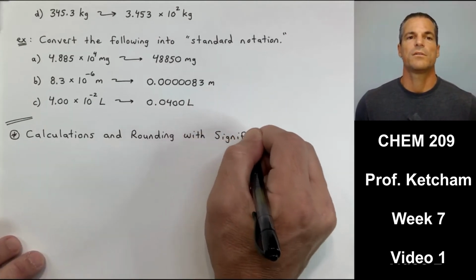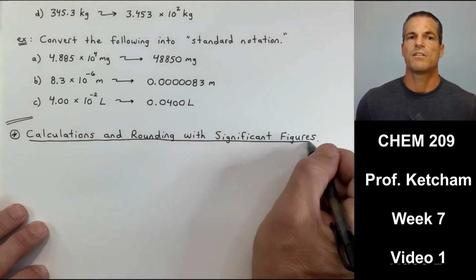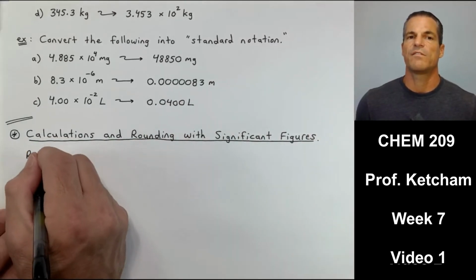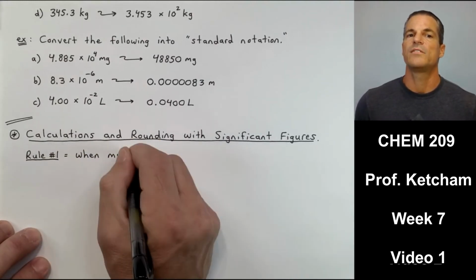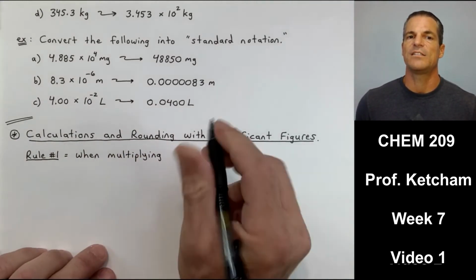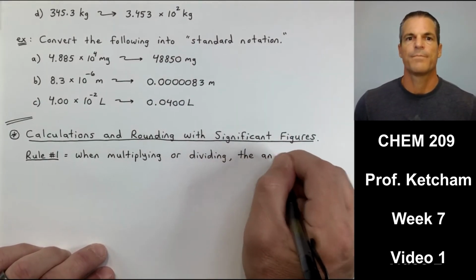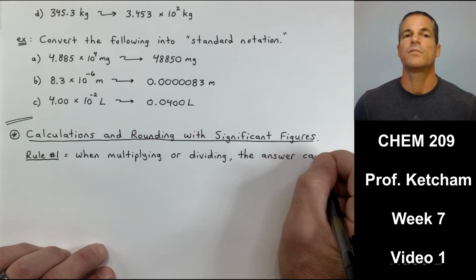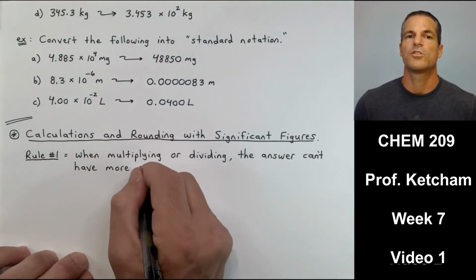C, 4.00 times 10 to the minus 2 liters. That has 3 sig figs, doesn't it? So my answer will have 3 sig figs, 0.0400 liters. Now, in 0.0400 liters, we have a leading 0, which doesn't count. The 0 to the left of the decimal is nothing. And then the 2 trailing zeros, they do count. So 0.0400 liters is 3 sig figs.